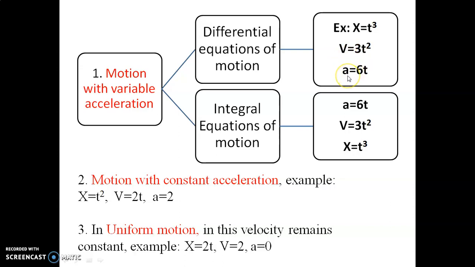Now the third equation, how am I going to get the third equation? As I know, acceleration is equal to what? Acceleration is equal to dv by dt, meaning change in velocity divided by time, or in a simple way I may say it is the second derivative of the displacement. So what is the derivative of 3t square? The derivative of 3t square will be 6t.